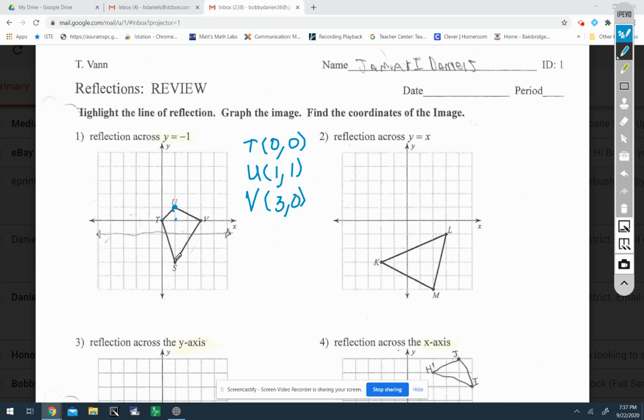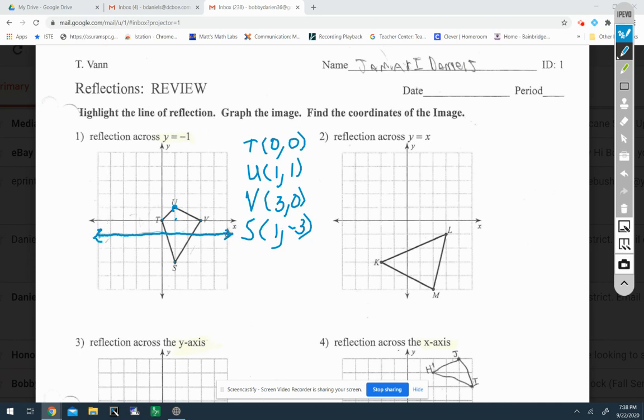And my coordinates for S would be over 1, and down 1, 2, 3, which is you go down on the y-axis, that is a -3. Okay, so now we're going to translate this over y equals -1. Y equals -1 is this line that goes through -1. This is where -1 is on the y-axis. You have -1, -2, -3, -4, -5. So y equals -1 is just a horizontal line that goes through -1 on the y-axis.